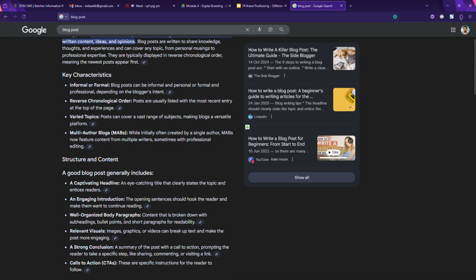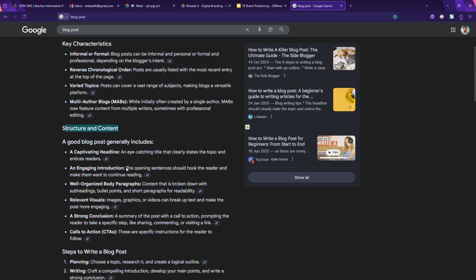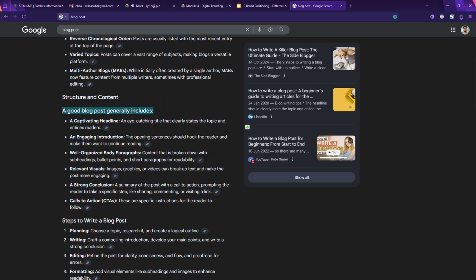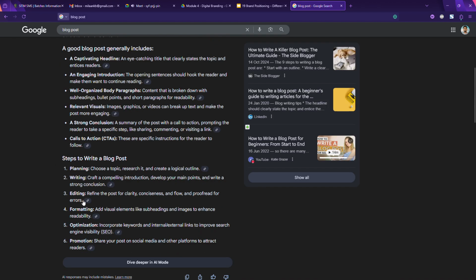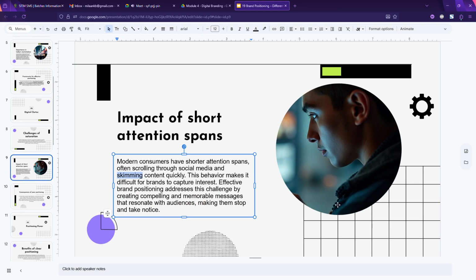So when I'm looking at a blog post, so this is the definition of a blog post. I go to the key heading, key characteristics, structure and content. A good blog post generally includes, okay, I'm interested in this. Then I go captivating headline, okay, engaging introduction, well organized body paragraphs, related visuals. Okay, maybe I'm more interested in relevant visuals. Then I go images, graphics, videos, can break up the text, okay, and then I go strong conclusion, calls to action. Calls to action is important, so I go, these are specific instructions for the reader to follow. And then I go, okay, I'm done. So this is what skimming is called.